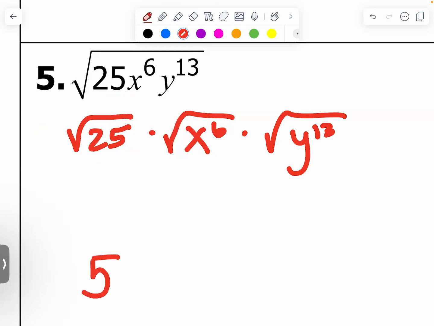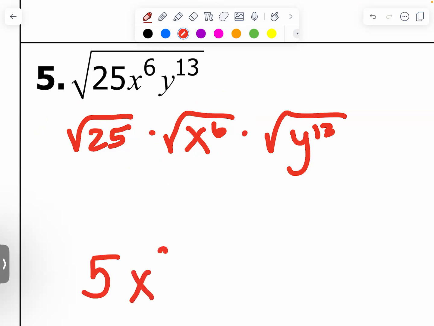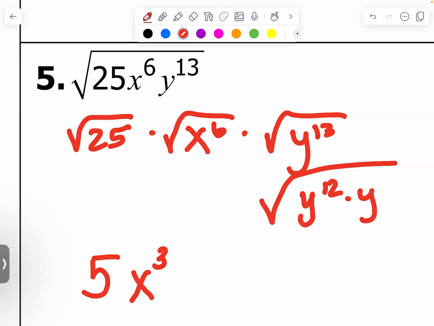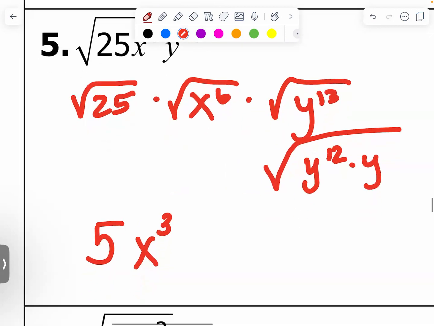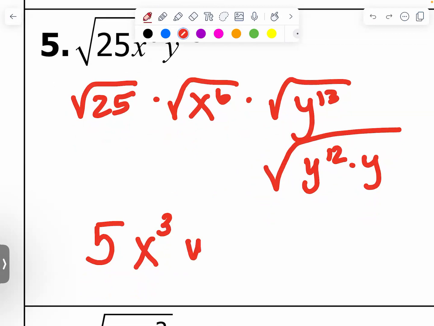Okay. What's the square root of x to the 6th? X to the 3rd. Because we would have 1, 2, 3, 4, 5, 6 x's, right? So we'd have 3 pairs of x's. Okay. Now, y to the 13th, since that's an odd number, we can say, okay, let's think about y to the 12th times y, right? So the square root of y to the 12th would give us y to the 6th, and then we have square root y.